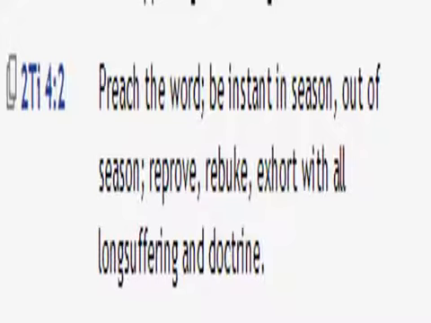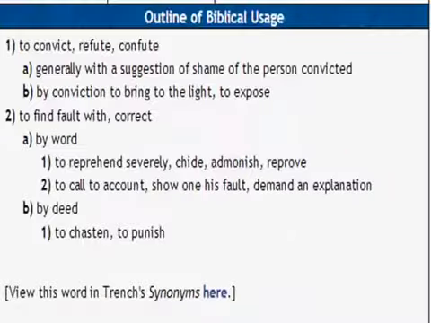Now, if you're in this truth, you're supposed to reprove outside of the truth. That's meaning people that are outside of the truth, and inside of the truth, meaning people that claim that they're in the truth. All right? And I looked up that word rebuke, and the Greek word there is Strong's G1651, elegcho. It says to convict, refute, confute, by conviction, to bring to light, or to bring to the light, to expose.